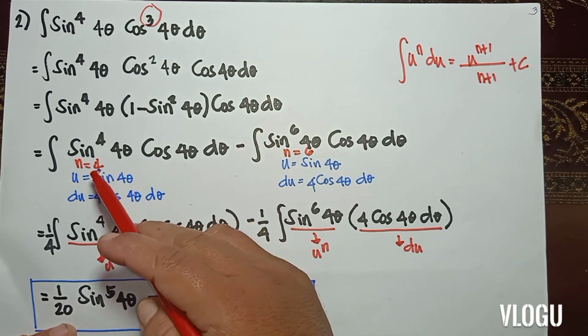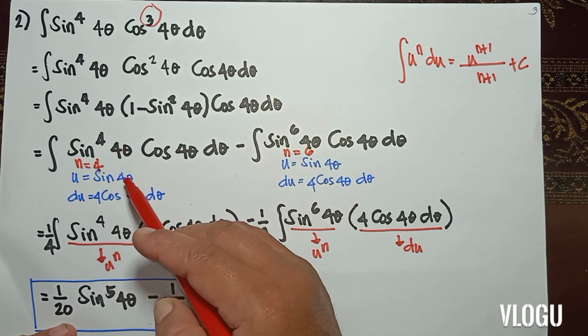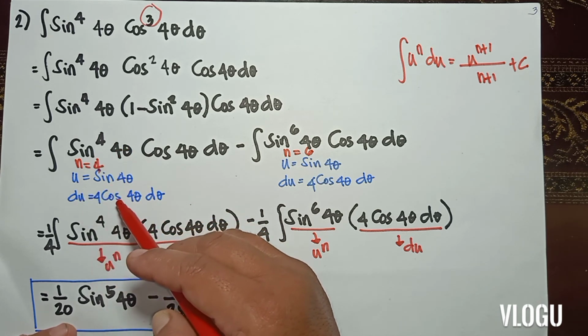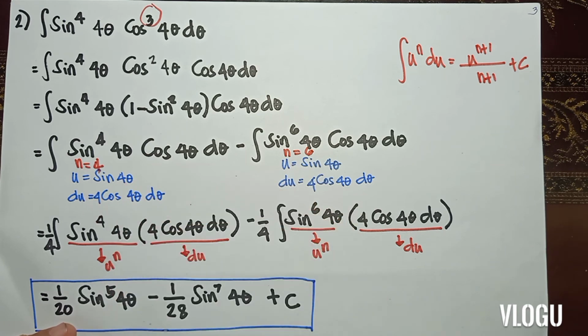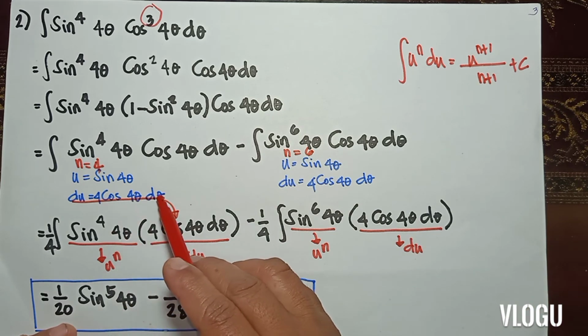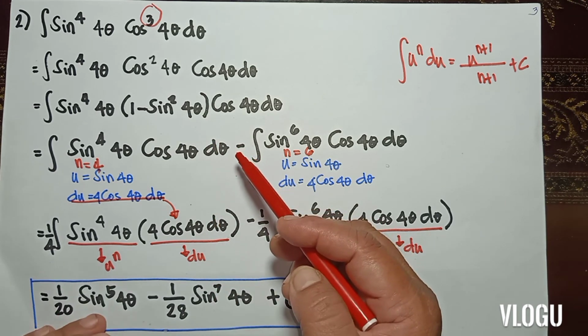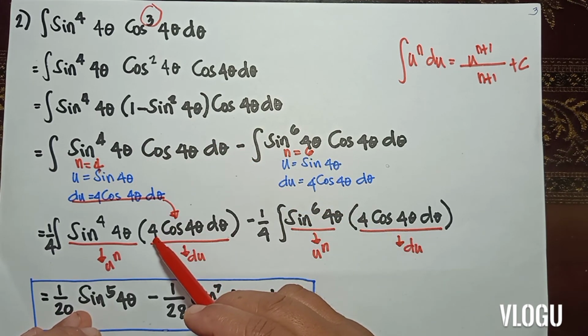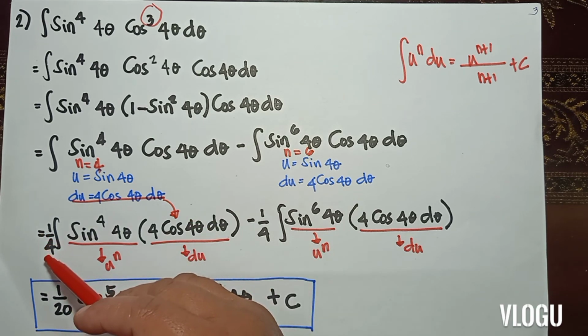So for the first, n is equal to 4, that is your exponent. Then u is equal to sine 4 theta, the derivative of sine is cosine 4 theta, and the derivative of 4 theta is 4 d theta. So this is now your du. Because your du is of the form 4 cosine 4 theta d theta, what you have is cosine 4 theta d theta, which is lacking a 4. So 4 is being multiplied to your du, and that's the reason you are going to divide outside by 4.